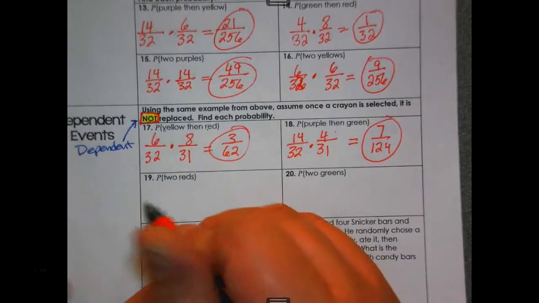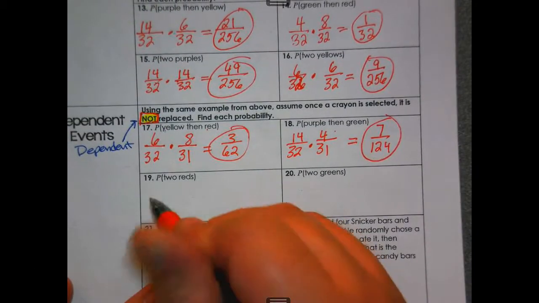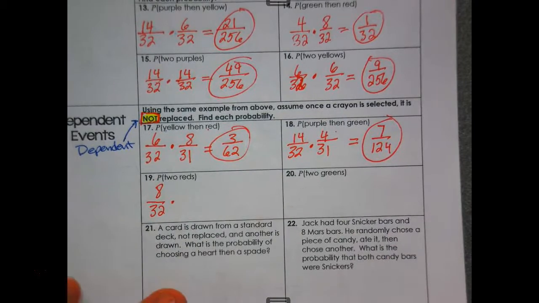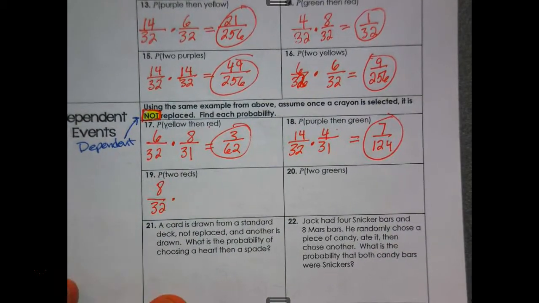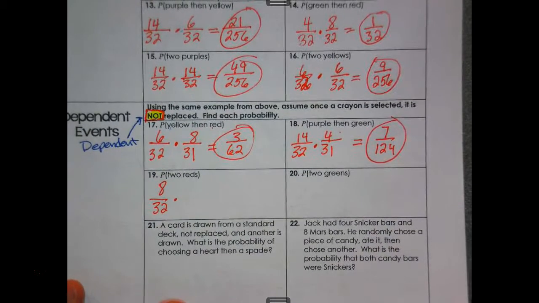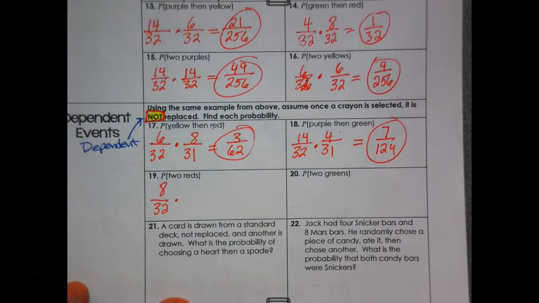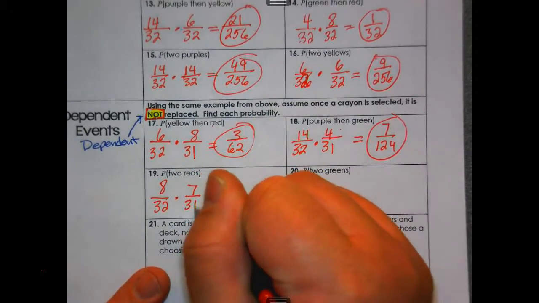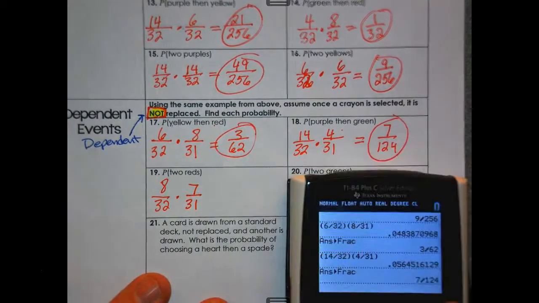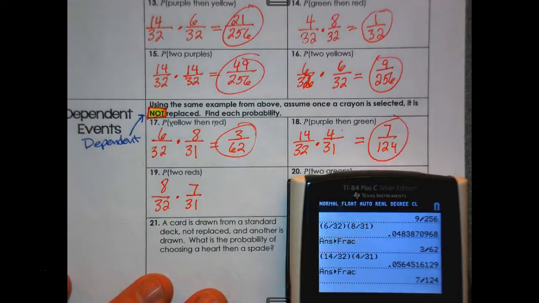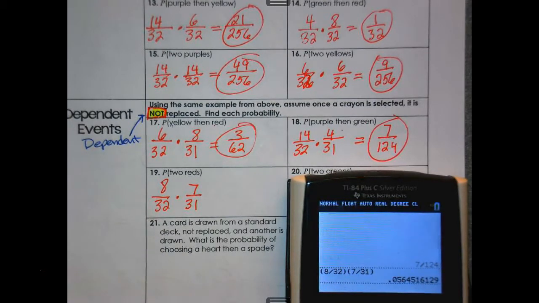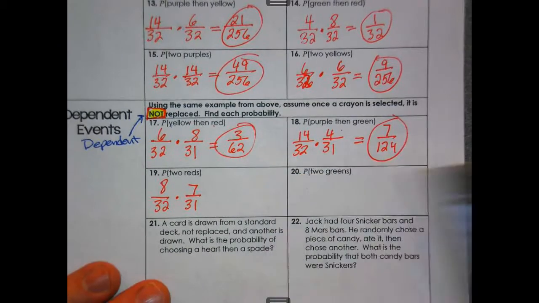Two red crayons. How many reds? 8. Okay, so I pulled a red crayon out. How many red crayons do I have left? And my total dropped, right? 7/124.